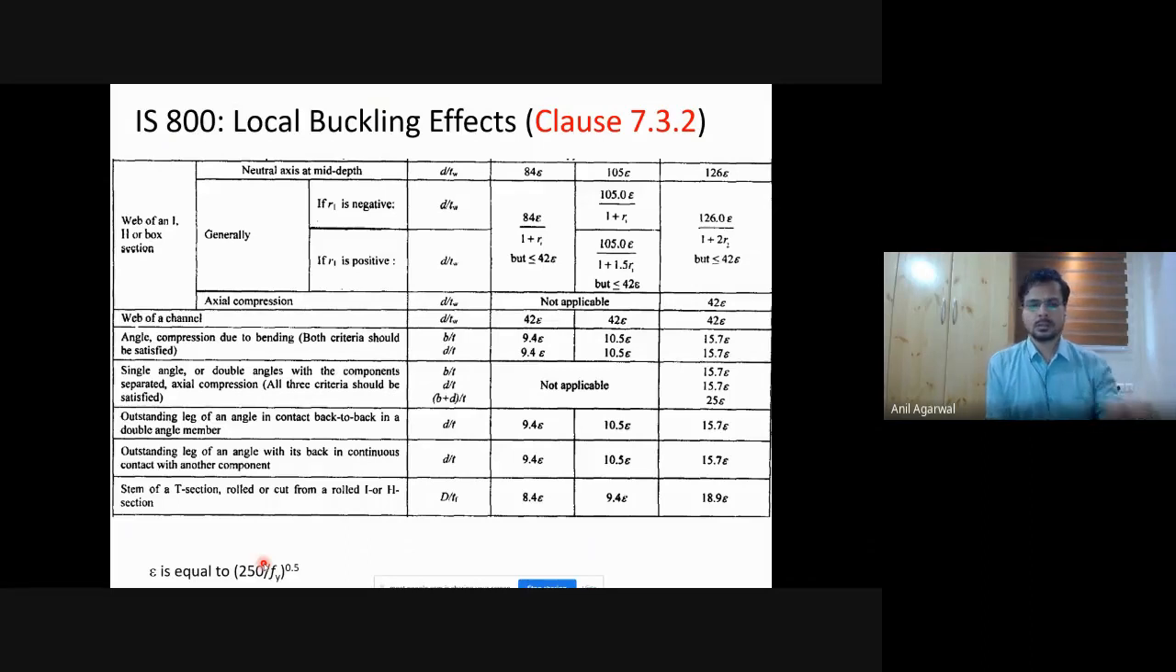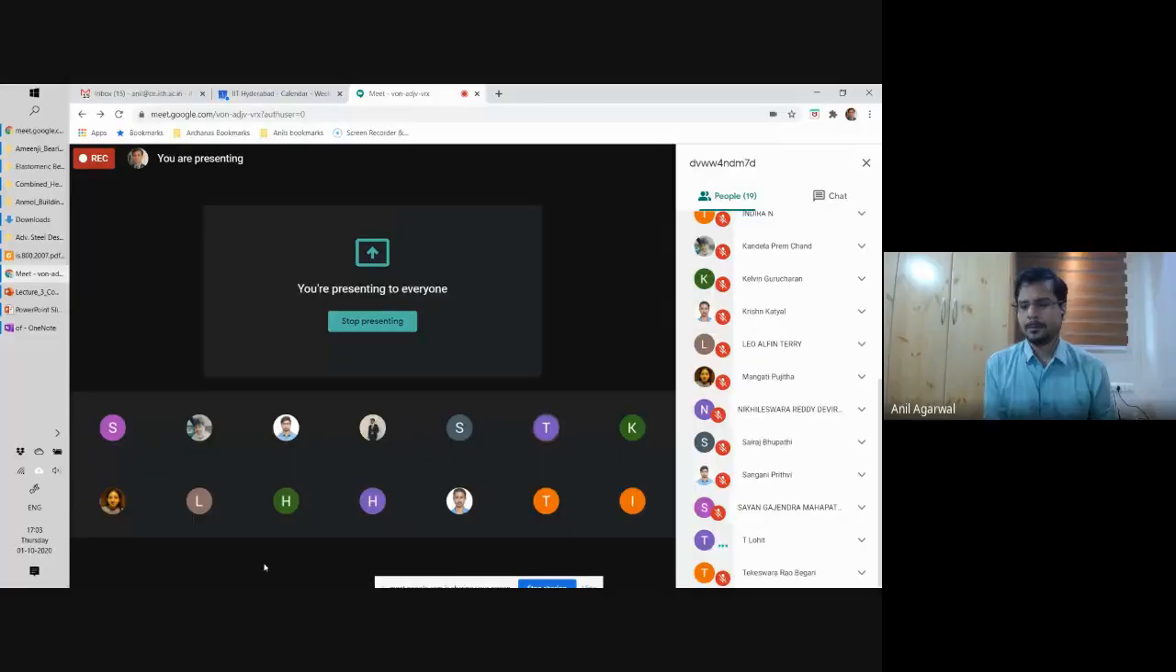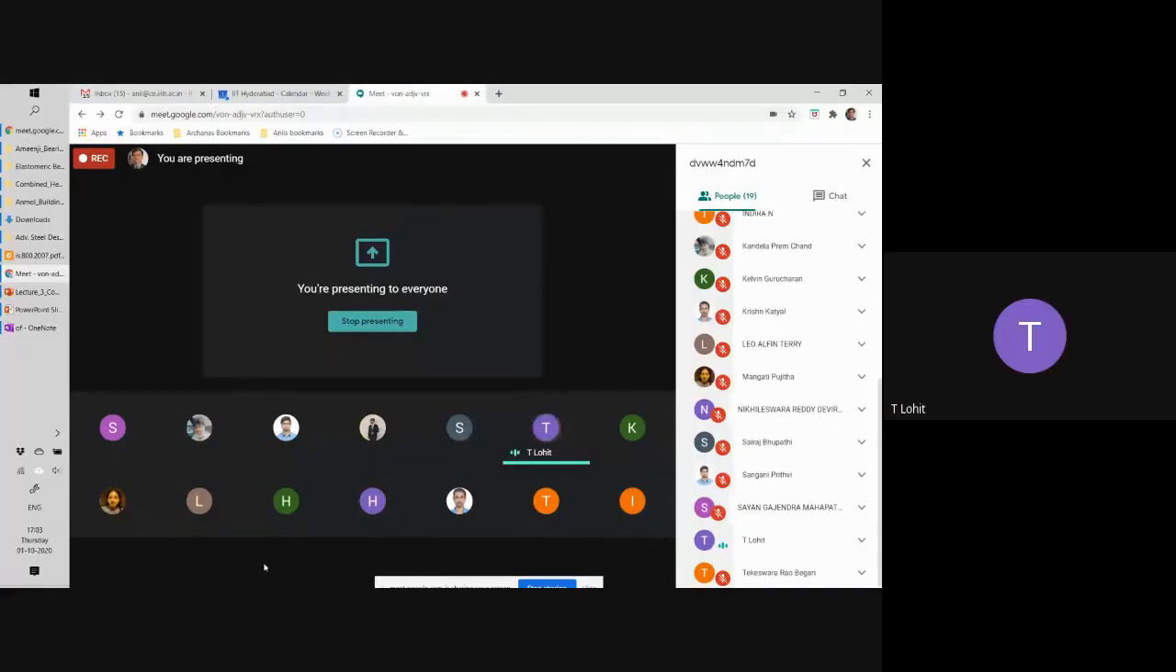Lohit, you want to give it an answer now? Yes, sir. Consider two cases, sir. In one case there is a 250 MPa steel, and in another case there is a 500 MPa steel.